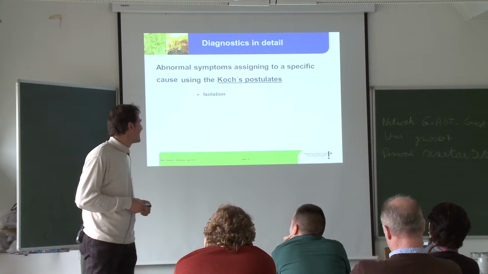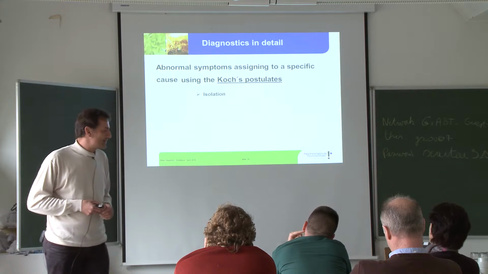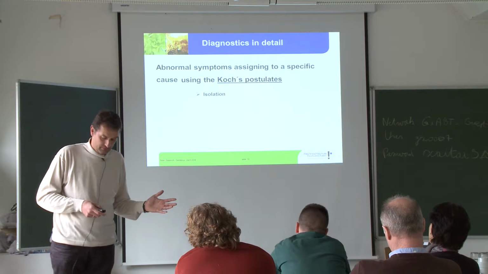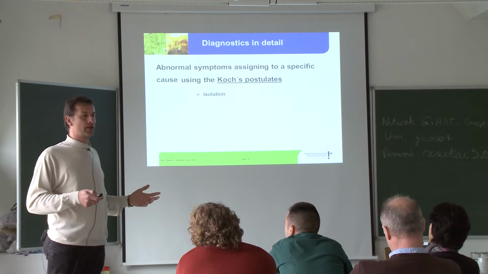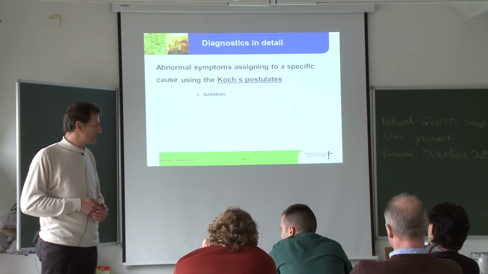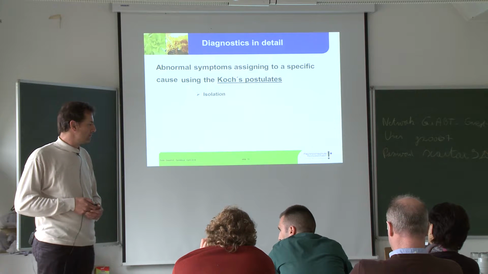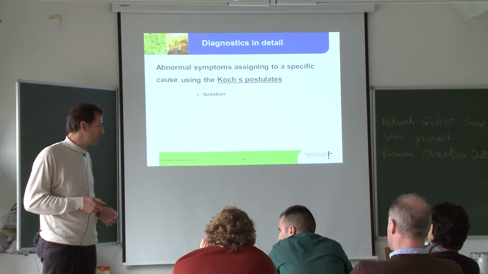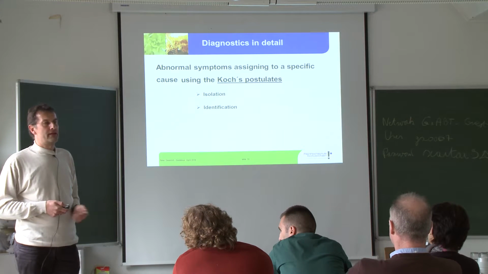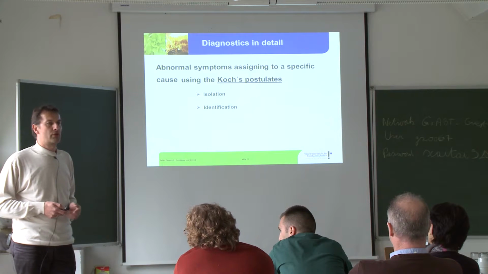Okay, first you start to isolate the potential pathogen. You try to bring it in culture and try to identify it from its typical means of growth or whatsoever. So you have to identify it. Identification is the second part of the Koch's postulates.